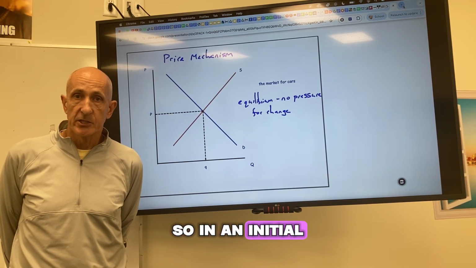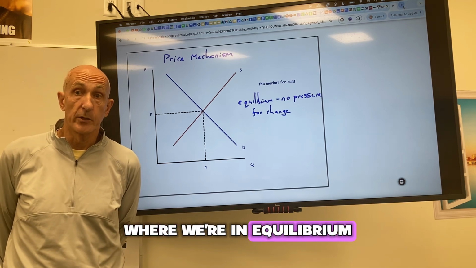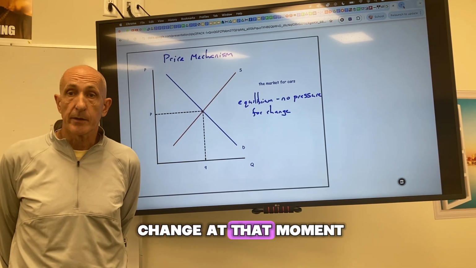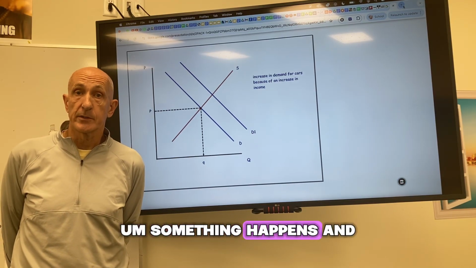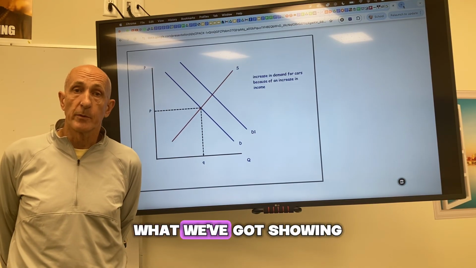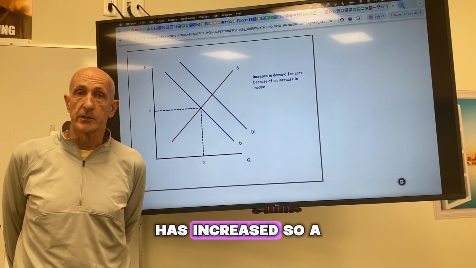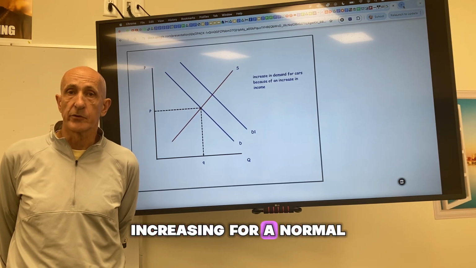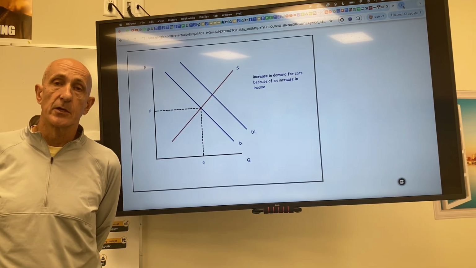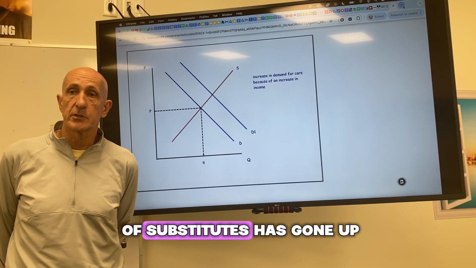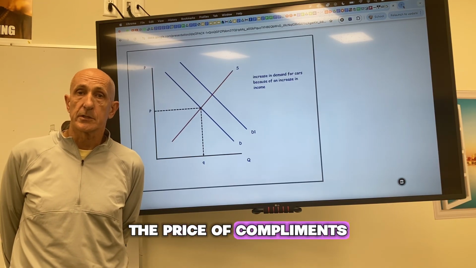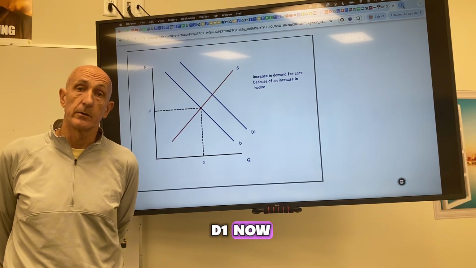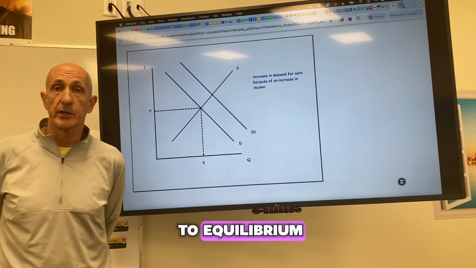So in an initial situation like this, where we're in equilibrium at the price of P and the quantity Q, there's no pressure for change at that moment in time. Something happens, and in this example, what we've got showing is that the demand has increased. So a non-price determinant of demand, whether it's income increasing for a normal good, or tastes and preferences, maybe the price of substitutes has gone up, or the price of complements has gone down. Something has happened to shift the demand for our product to D1.